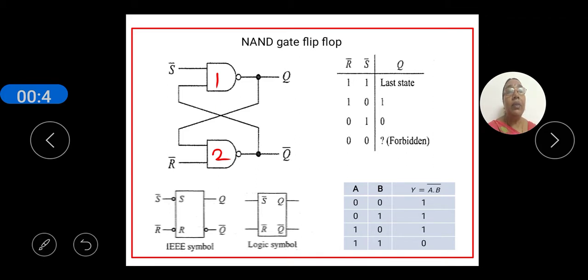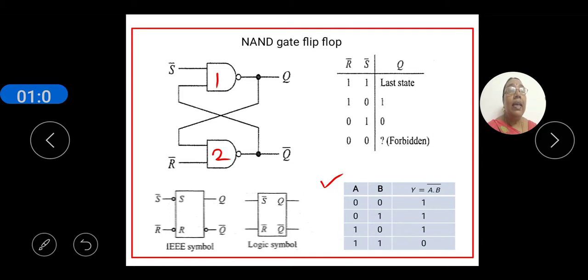In order to explain the working of NAND gate flip-flop, we must know when a NAND gate is enabled or disabled. In order to study that, we consider the truth table for NAND gate. A and B are inputs. Output Y is equal to A dot B the whole bar.